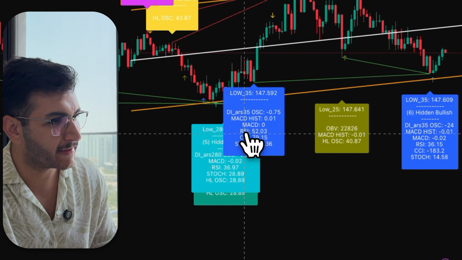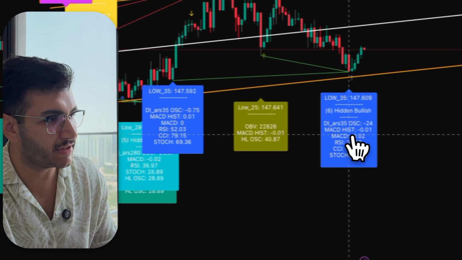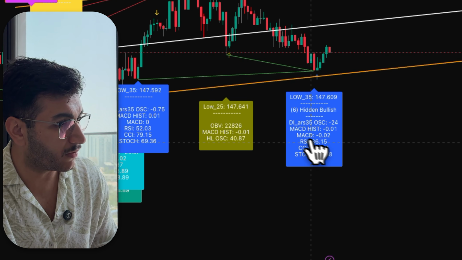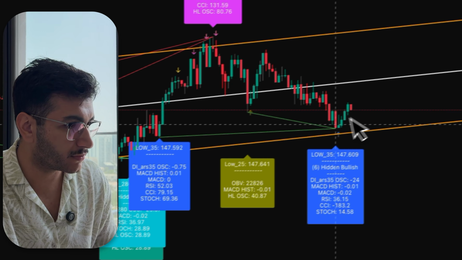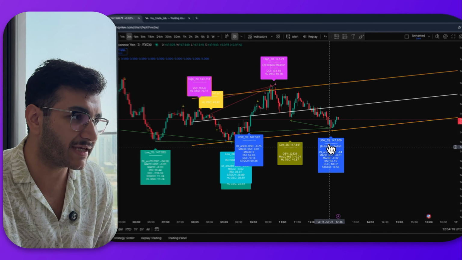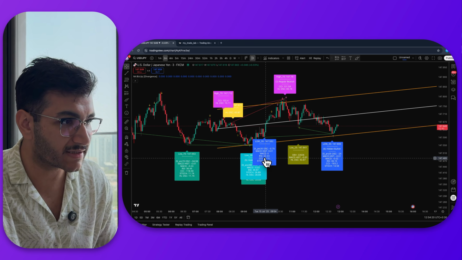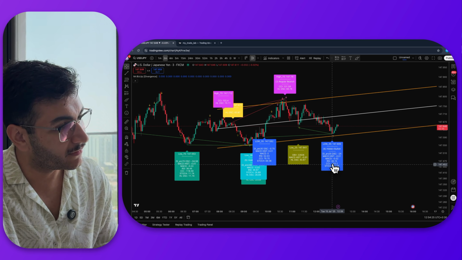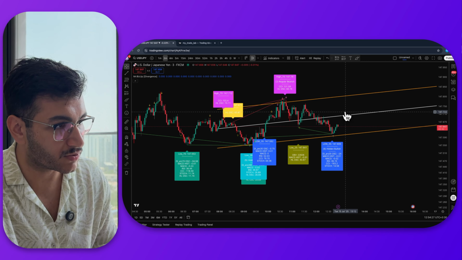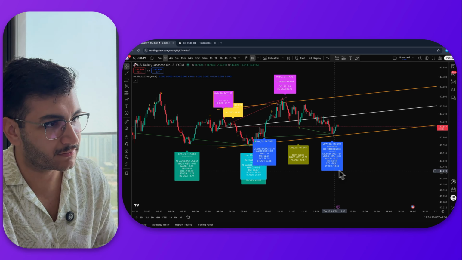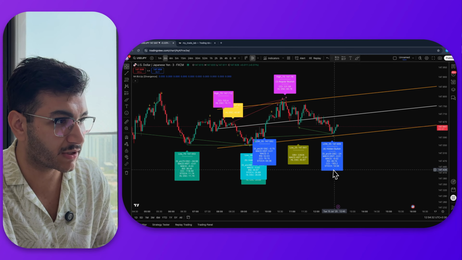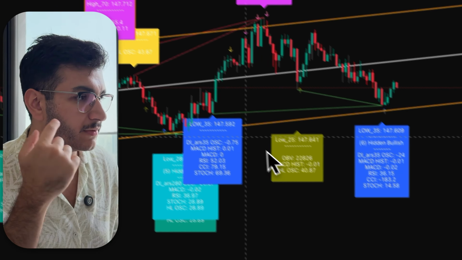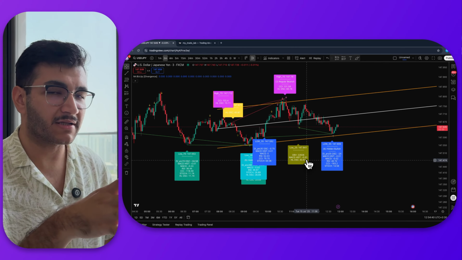For example, here the RSI was 52, and here the RSI is 36. So the price went up, but the RSI goes down. So it's a hidden bullish divergence. The CCI was 79, and here the CCI was minus 183. So price goes up, CCI goes down. Divergence. Stochastic 69, stochastic 14, another divergence. It's impossible for the human brain to see all these divergences on a chart.